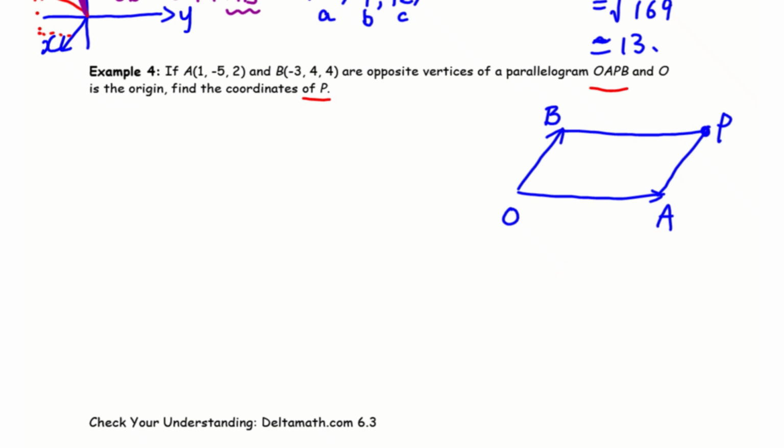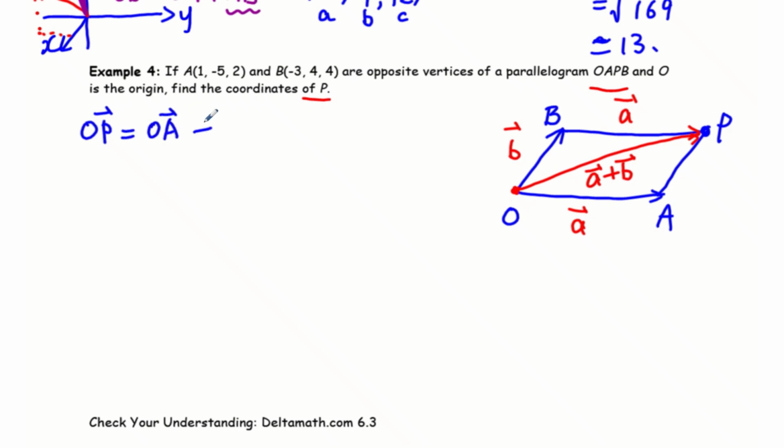And you can see this is A, this is B, and this side equals OA. So this is A again. You will find out, tail to head, this OP is just a sum of A plus B. So we are going to have OP equals OA plus OB.